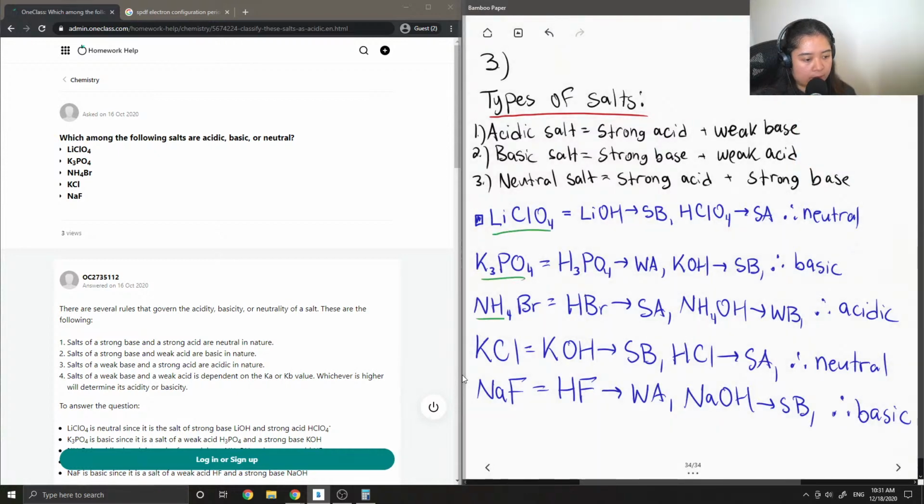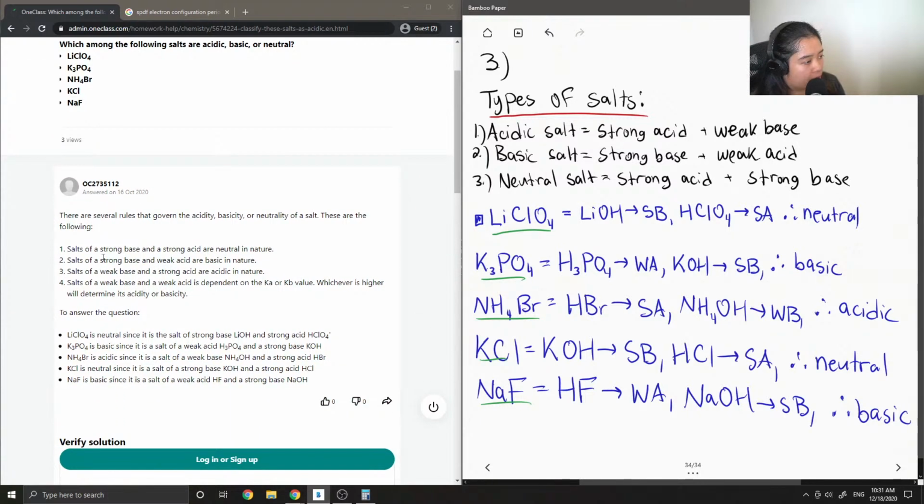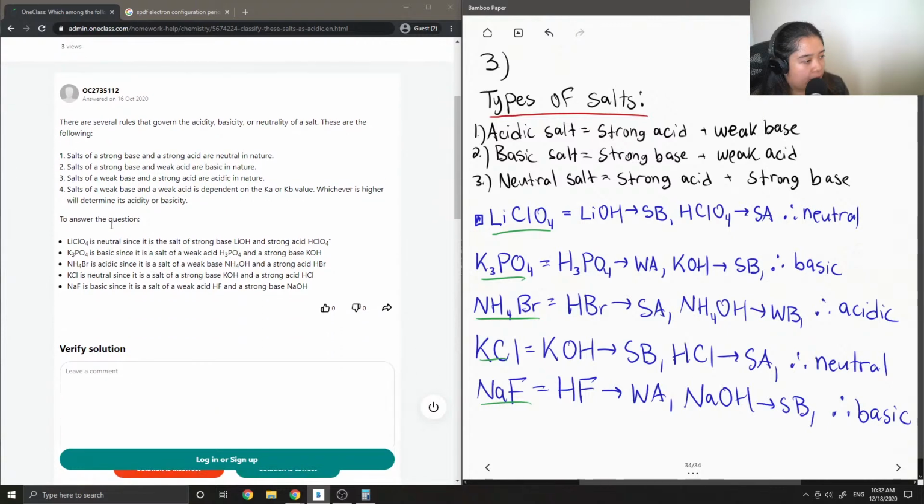Okay, so these are all the different types, and let's see what the junior tutor said. There are several rules that govern the acidity, basicity, or neutrality of a salt. These are the following. 1. Salts of a strong base and a strong acid are neutral. Salts of a strong base and weak acid are basic. Salts of a weak base and strong acid are acidic. And salts of a weak base and a weak acid is dependent on the Ka or Kb value. Whichever is higher will determine its acidity and basicity.